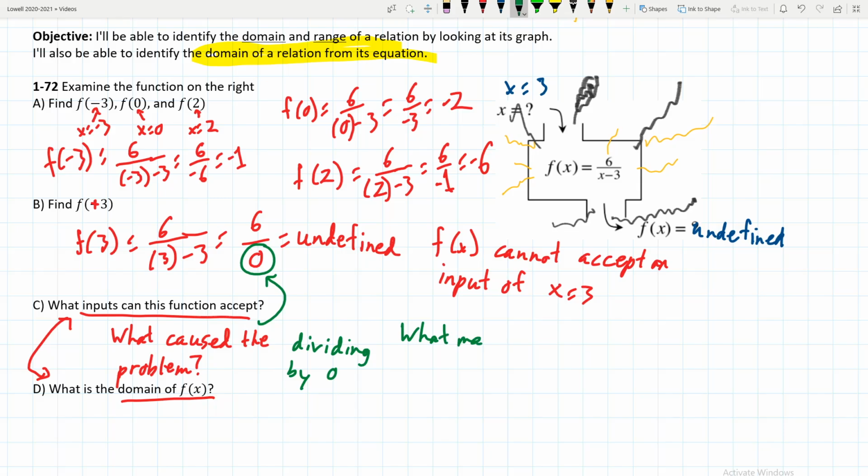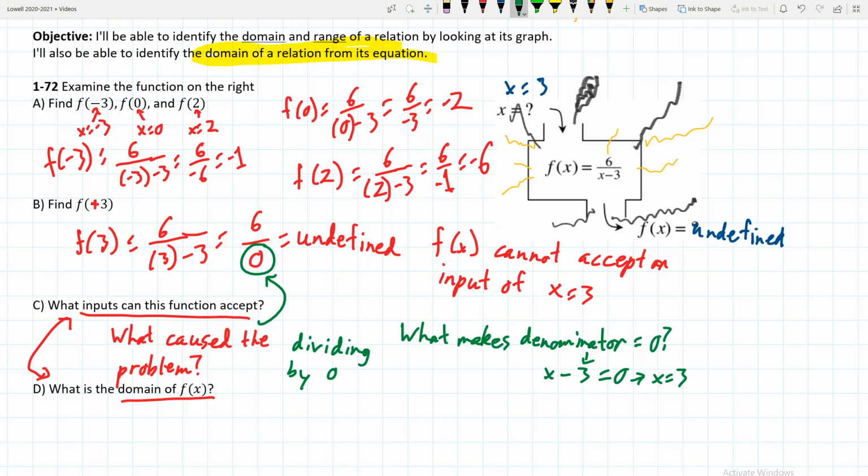What makes the denominator equal 0? In this case, it was only that x equals 3. So what makes x minus 3 equal to 0 is if x equals 3. But if x is anything else, anything at all, that denominator is not going to equal 0.